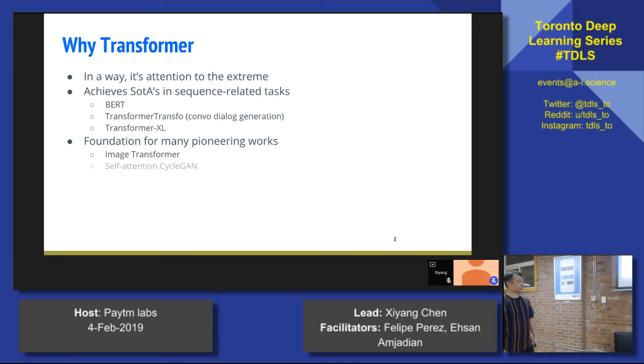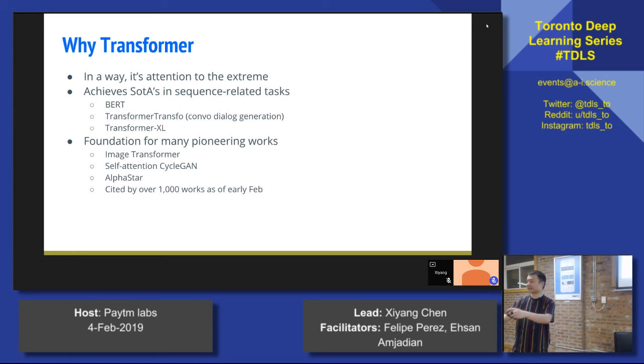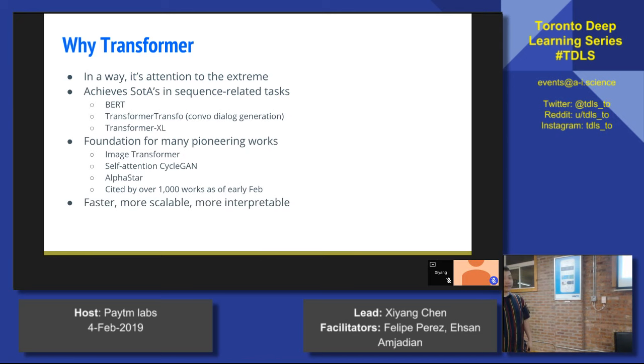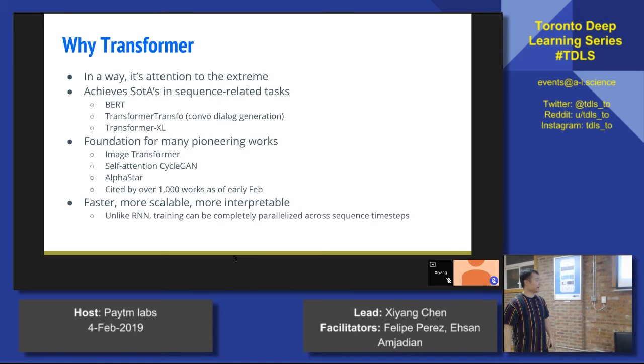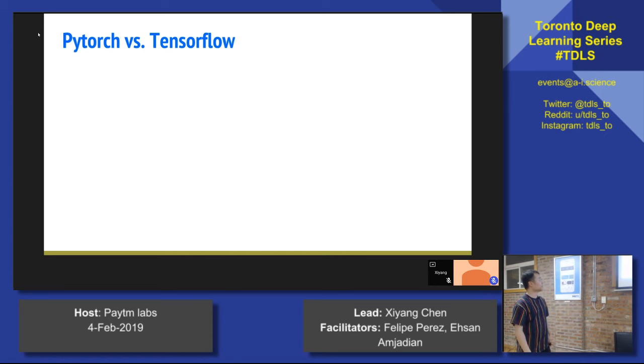There's some other very interesting work, to name but a few. The latest one, AlphaStar, uses transformer as part of its network. It's like transformer plus sequence, LSTM or something. And if you look at Google Scholar, right now it's been cited over 1,000 times. And ultimately, a transformer is a lot faster and more scalable. We're comparing transformer with other sequence-to-sequence models that employ RNNs here. And everything is pretty much parallelized across time span. That's what we'll see.